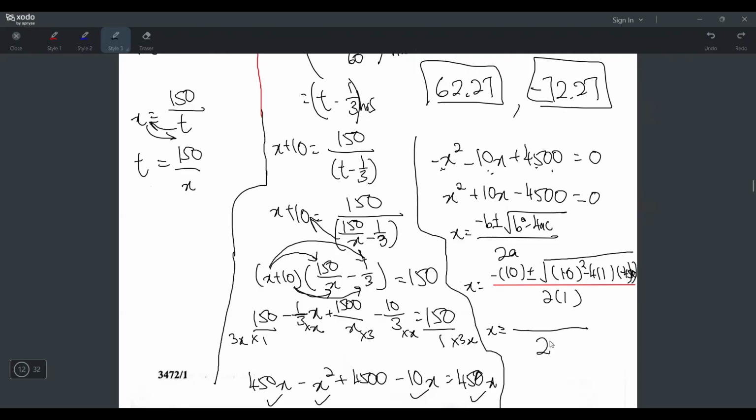Okay. 2 times 1 is 2. Negative 10 is negative 10 plus minus square root. This one you can just press inside your calculator. So what is the b square minus 4ac? Let me press 100 minus 4 multiply negative 4500. Okay, my calculator gives me square root 18100. So just write that.